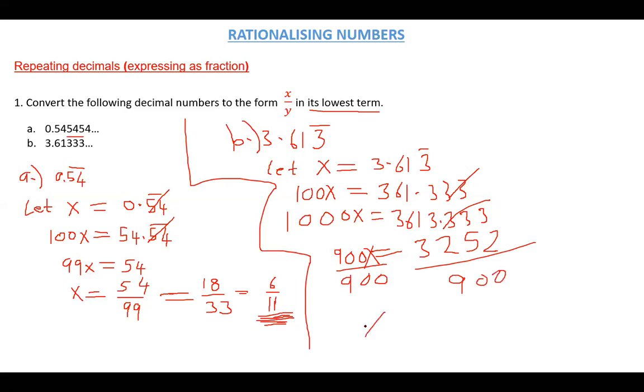And then when you reduce this to its lowest term, yeah, I think you can reduce that. You find the number that can go into 3,252 and 900. Due to time, since the meeting will soon end, you can go and reduce that. It's part of your work.